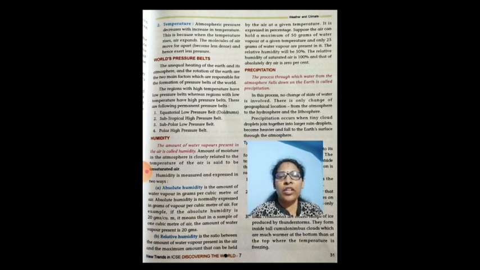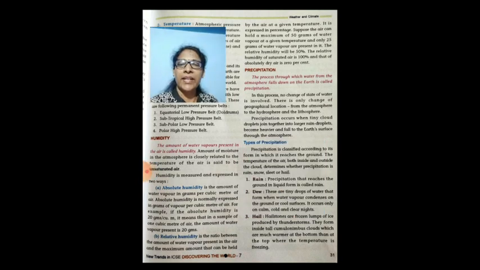So there are the following permanent pressure belts. The first, equatorial low pressure belt, which is also known as doldrums. The second, subtropical high pressure belt. Third, subpolar high pressure belt. Fourth, polar high pressure belt.